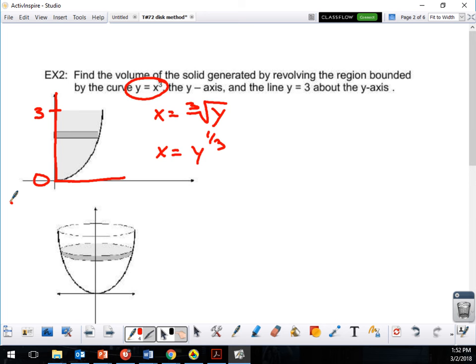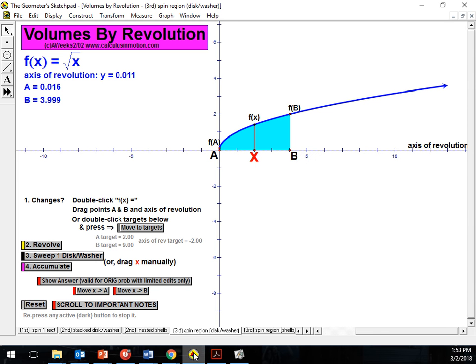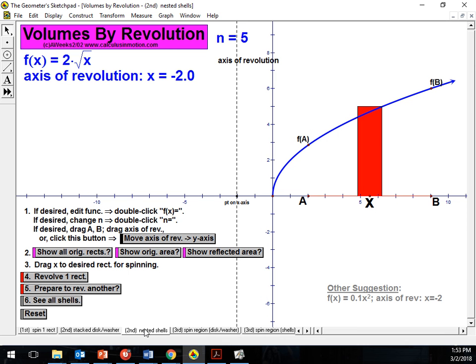Anyway, alright, so y-axis, okay, so now let's take a look. What is this going to actually look like now? Pi integration 0 to 3, so it's going to be y to the 1/3 squared, pi, 0 to 3, y to the 1/3 squared dy.